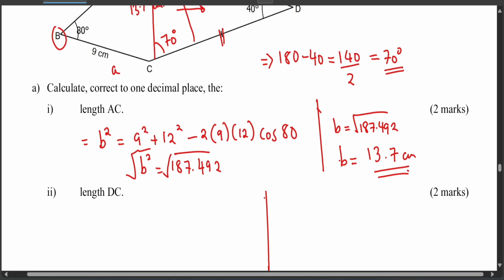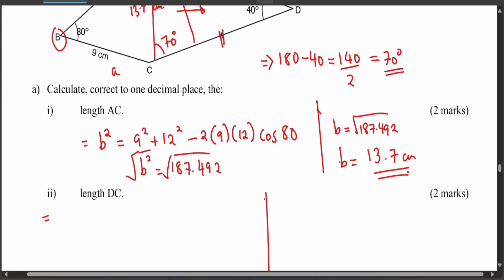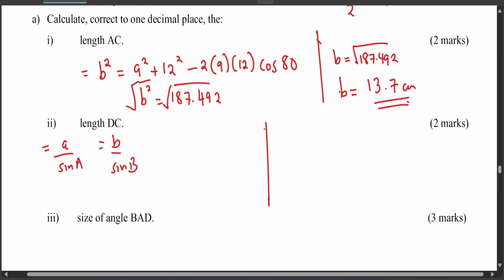Tuendelee. So basically, sine rule utatumia a over sine A equals b over sine B. So a over sine A yetu ni gani? A over sine A ni ile 13.7 divided by angle yake which is sine 40. B over sine B ni gani? Hujui, kwa sababu unatafuta hiyo length DC, opposite yake ni hiyo angle ambayo ni sine 70 degrees. So if you want to calculate the side, multiply by sine 70 on both sides.